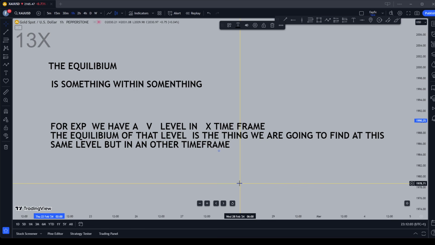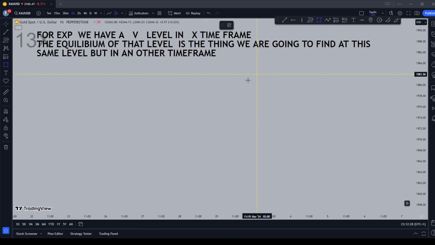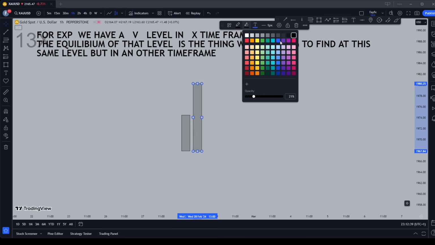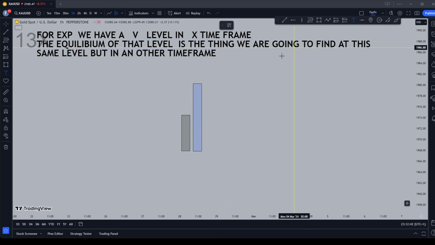The equilibrium. For example, we have A or V level or gap level in X time frame. The equilibrium of this level is the thing we are going to find at the same level but in another time frame. That's an example. Imagine that we have a V level in 1 hour time frame. This is 1 hour time frame.